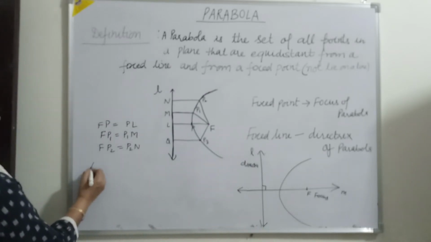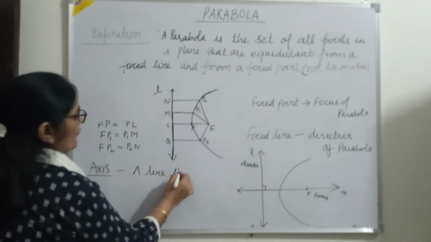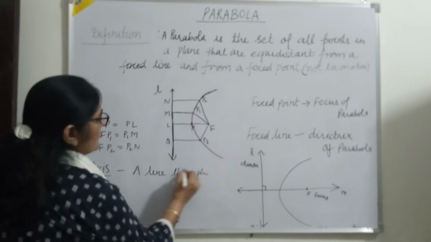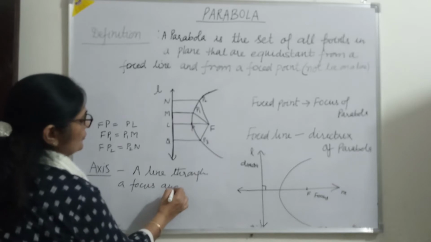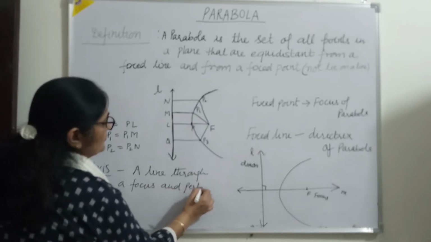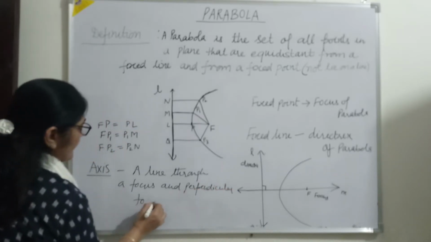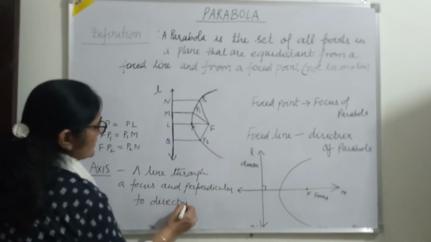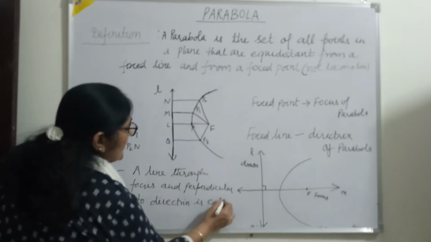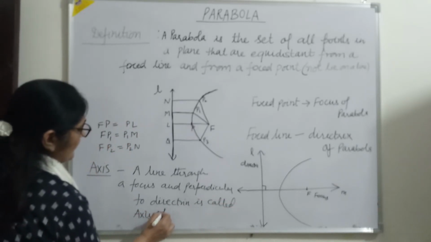So what is the axis? The axis of a parabola is a line through the focus and perpendicular to the directrix.